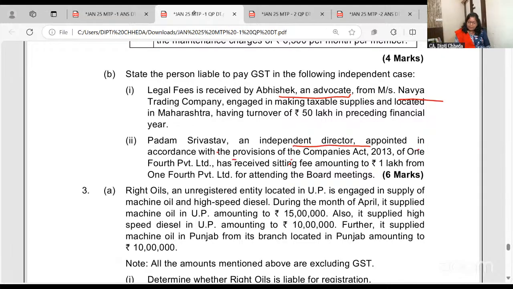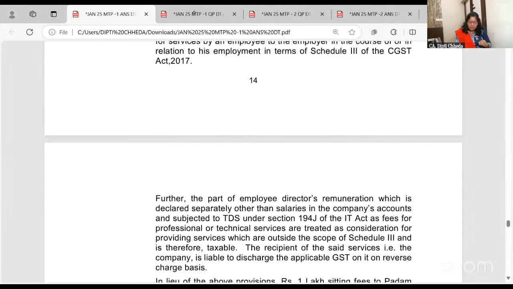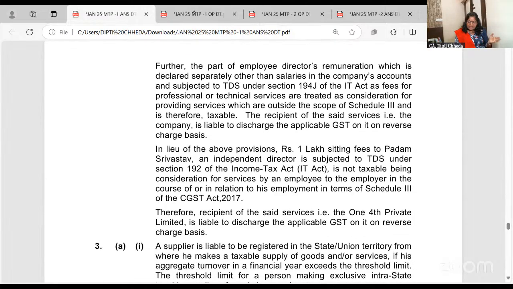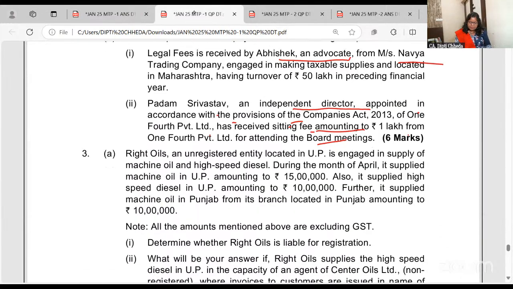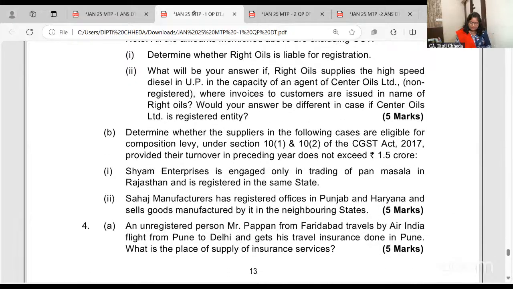Independent director appointed has received sitting fees from the board. Part of director's remuneration is declared under salary. अगर salary में मिल रहा है तो employer-employee relationship, then GST is not applicable. But here it is not salary because he is independent director in so many companies. So GST will be payable by the private company. Simple. I want to skip this question. कुछ और oils का नाम था, but ये question already आपके material में है.